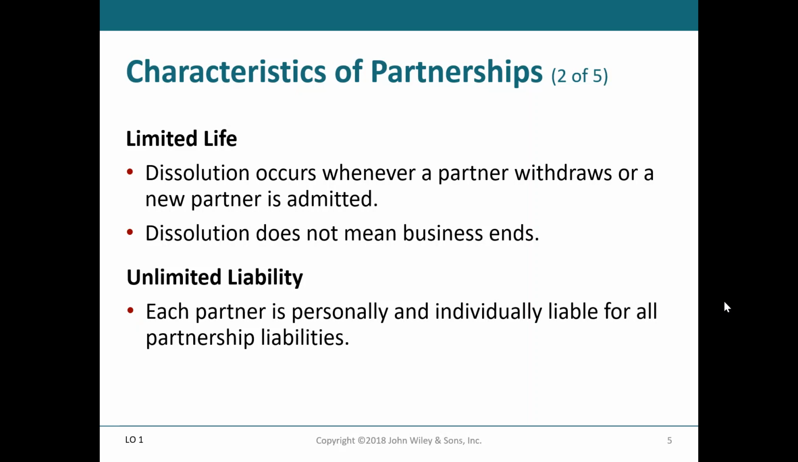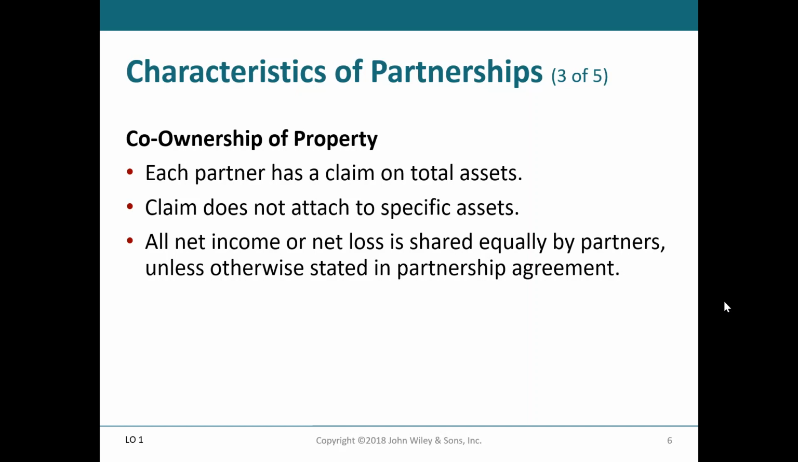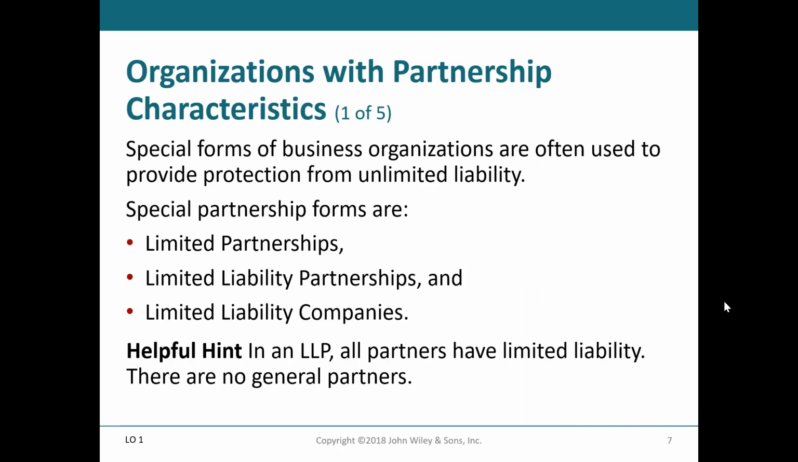Unlimited liability: each partner is personally and individually liable for all partnership liabilities. And co-ownership of property: each partner has a claim on total assets. The claim does not attach to specific assets. All net income or net loss is shared equally by partners unless otherwise stated in a partnership agreement. The partnership agreement is very important, and it's going to be discussed in detail coming up.